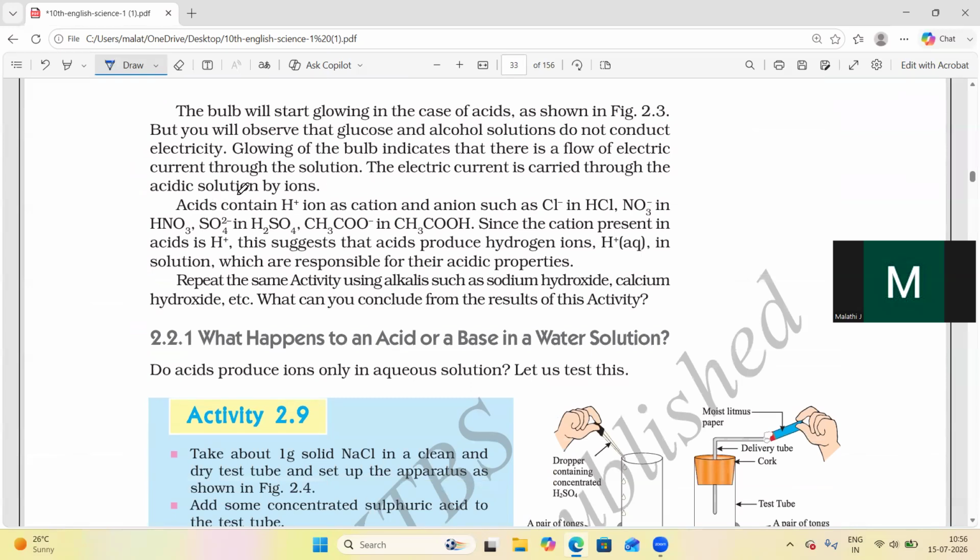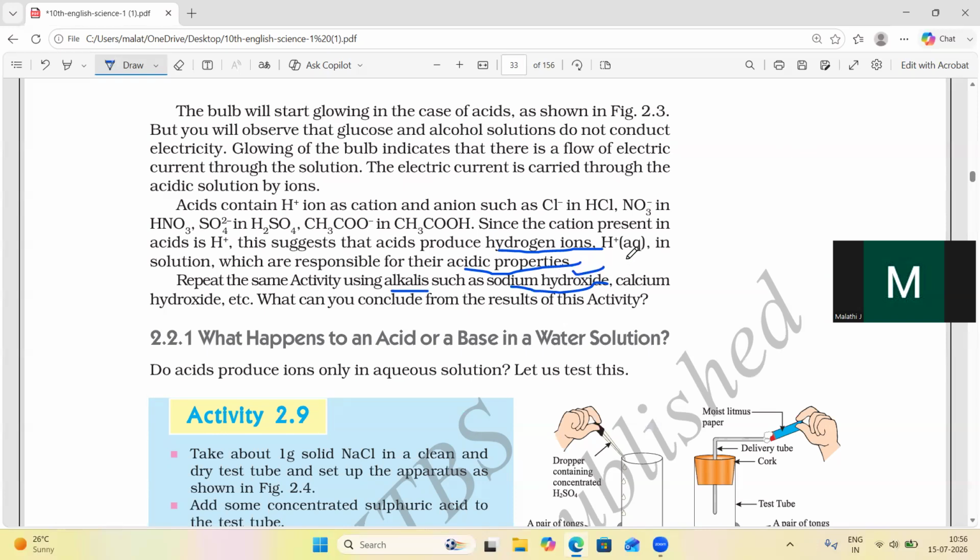Here you can write the reason. Acids contain H plus ions, cations, and anions. The cation present in acids is H plus, which suggests that acids produce hydrogen ions in solution, responsible for their acidic properties. Now repeat this activity with alkalis, sodium hydroxide and calcium hydroxide. Here also, Na plus and OH minus ions are liberated, so this will conduct electricity.